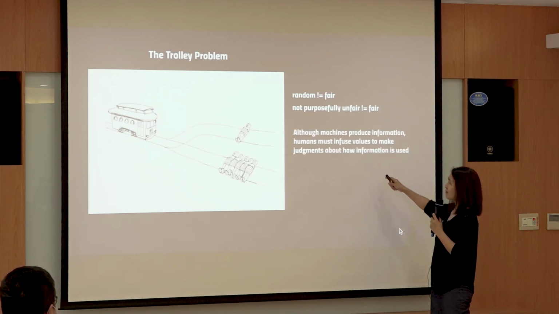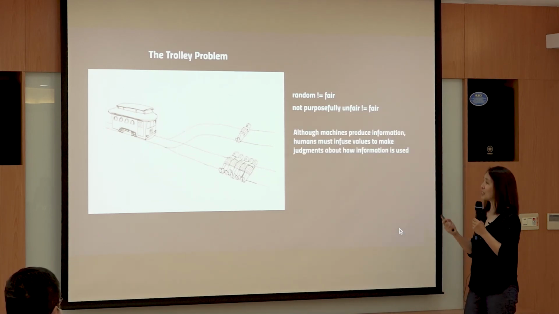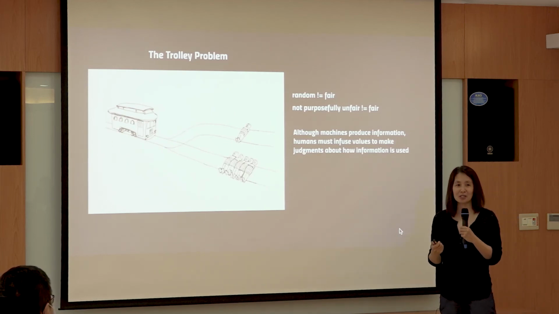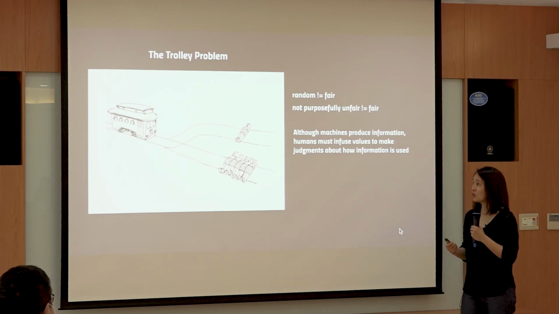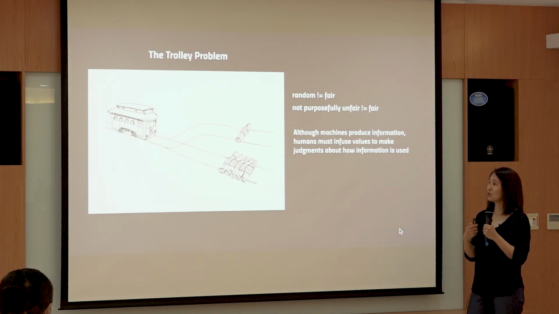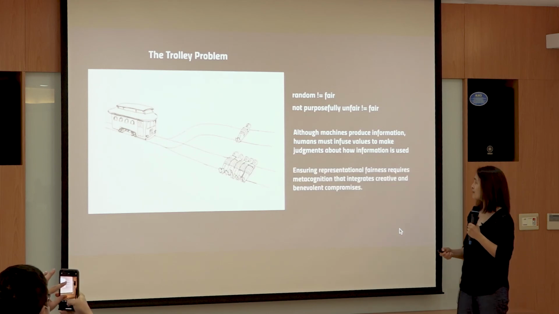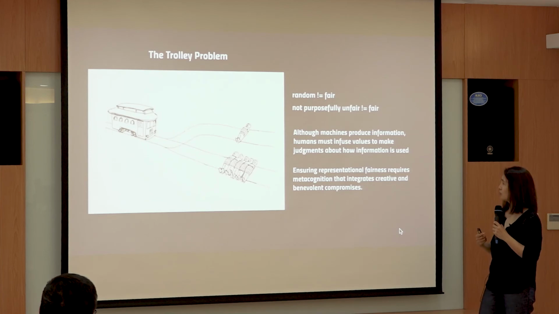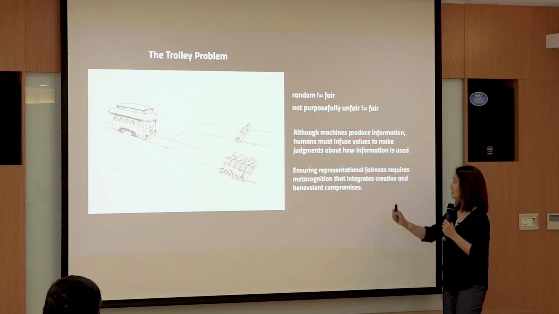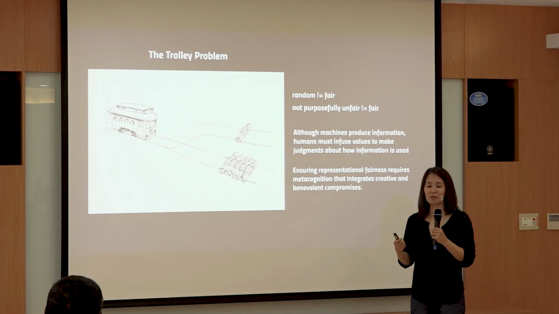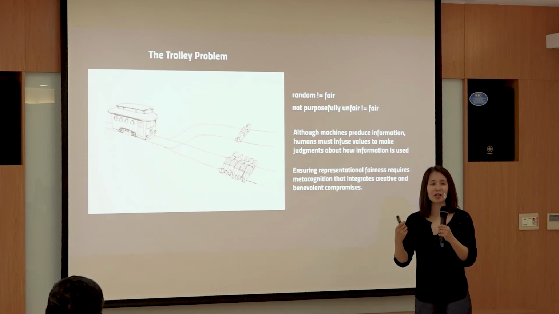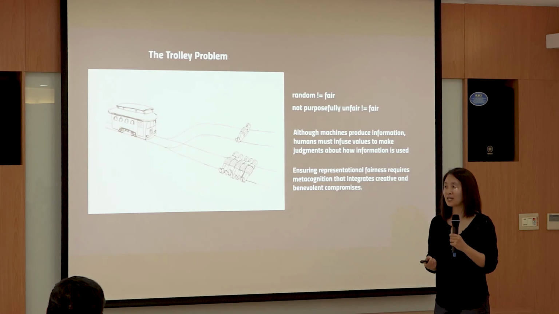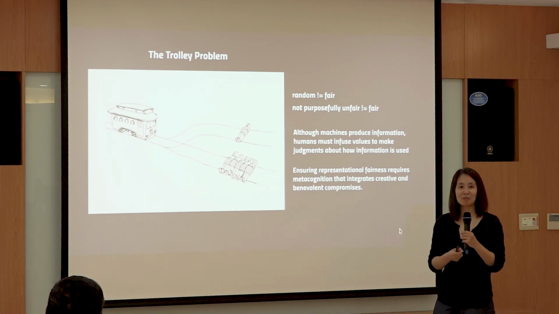And so machines can produce information, they can produce a lot of things, but it's the humans that have to infuse the values into these decisions. It's the humans that have to decide what it is that we're trying to do with these machines. So ensuring representational fairness, which is what we're trying to do with redistricting, requires metacognition, right? And there have to be humans involved to think about what the benevolent compromises are here, because there have to be compromises. And that's a human decision.